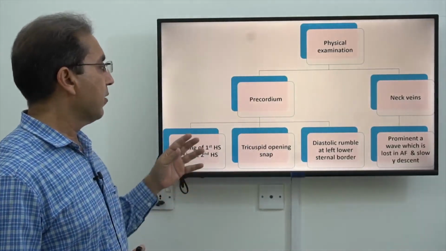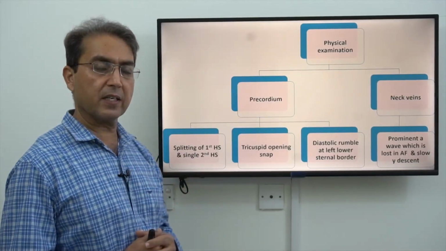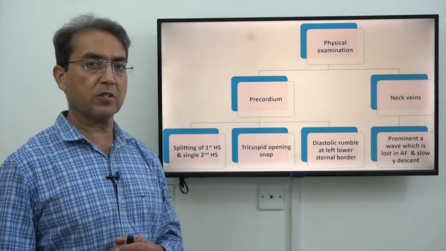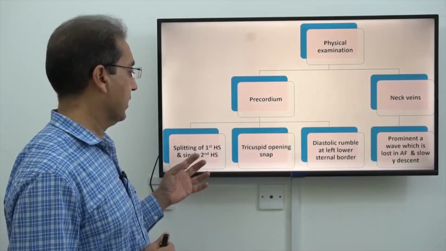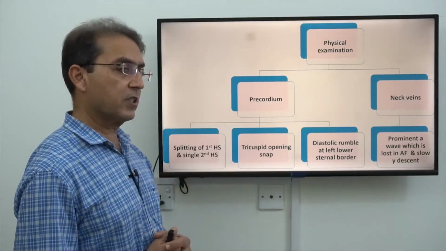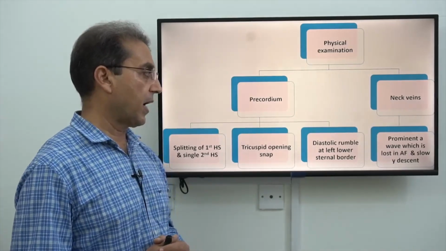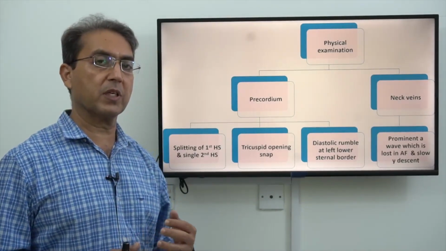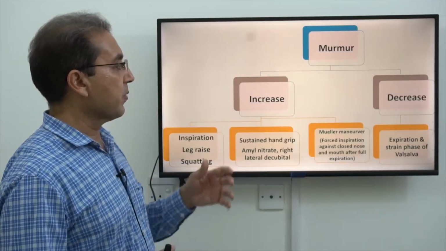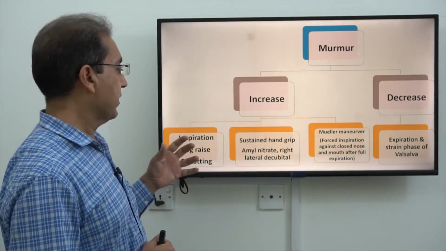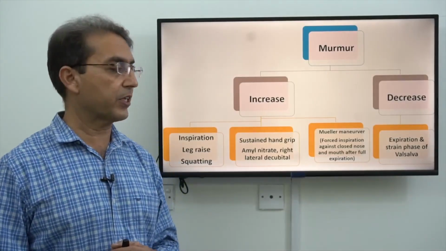Then on precordial examination, there may be splitting of the first heart sound, and there may be a single second heart sound, because the right atrium is not contracting very forcefully because of the poor dilatation of the right ventricle. So the second heart sound may be single. There may be a tricuspid opening snap, audible in some patients, and there is a mid-diastolic rumble at the left lower sternal border, which is different from the rumble of mitral stenosis, which is heard at the apex. This murmur increases with inspiration because the right-sided events are related to respiration.